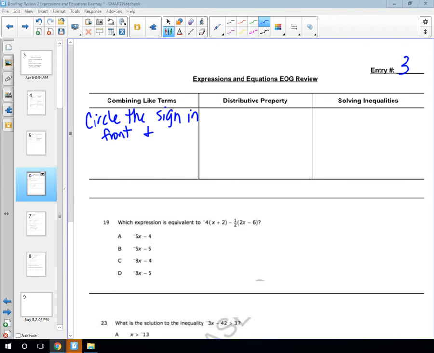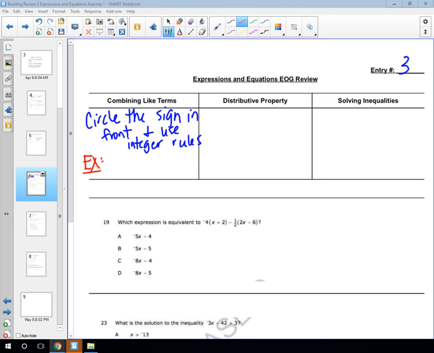After you do that, you're going to use integer rules. If the signs are the same, you're going to add. If the signs are different, we're going to subtract. Okay? So let's go over an example. You're going to circle your signs in front and then use integer rules.